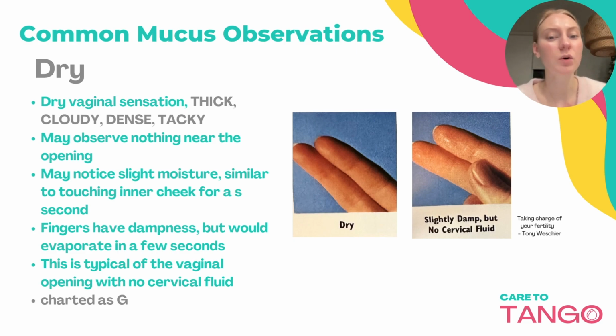So for a dry day, you can get that thick, cloudy, dense, or tacky type of mucus. You may observe nothing, absolutely nothing. Maybe just a little bit of wetness on your fingers. If you do touch down there, you might notice slight moisture, similar to touching the inner part of your cheek for a second. If your fingers have that dampness, usually this just evaporates within a few seconds, and that's very typical of the vaginal opening with no cervical fluid, and this is charted as G and would be infertile.